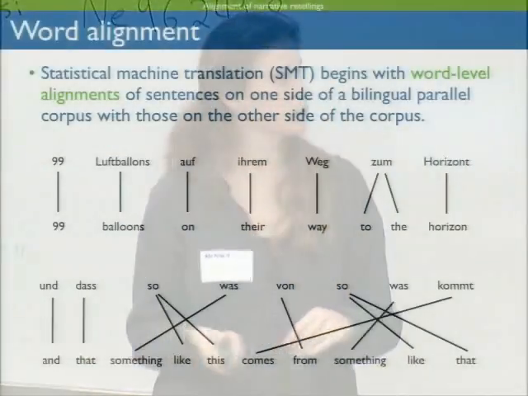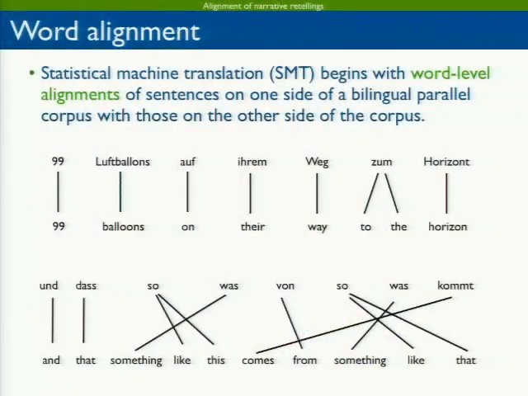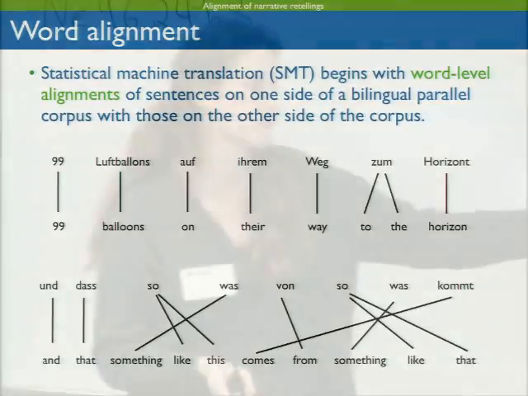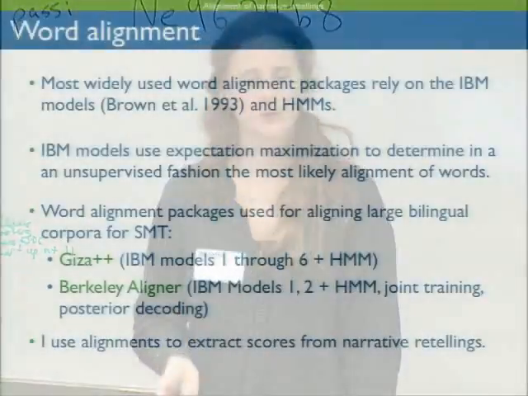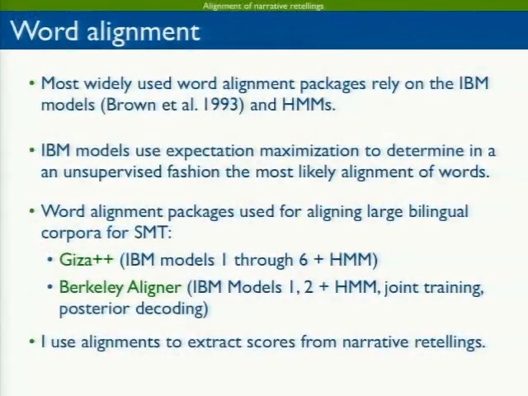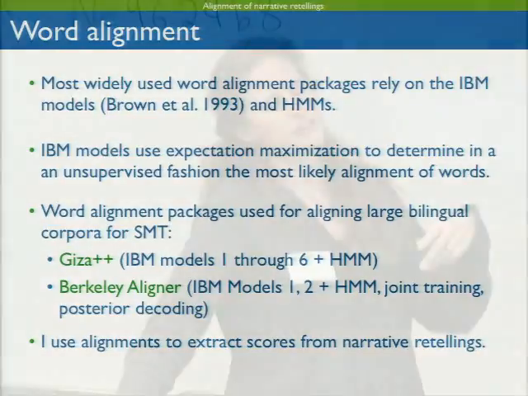And this could be easy. You could just monotonically go through and line them all up, or it could be really complicated, where there are lots of word order differences and things like that. So you can't just use Levenshtein distance or something like that. You have to do something smarter.